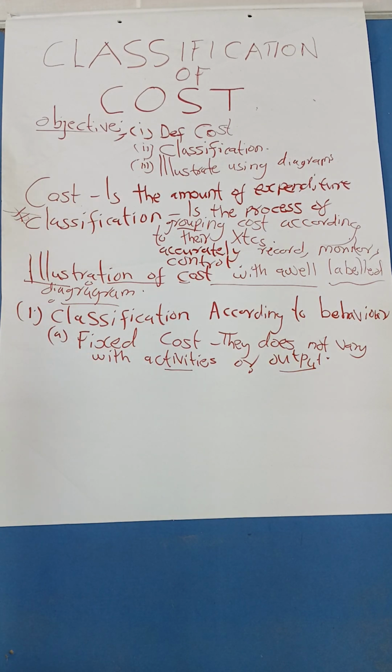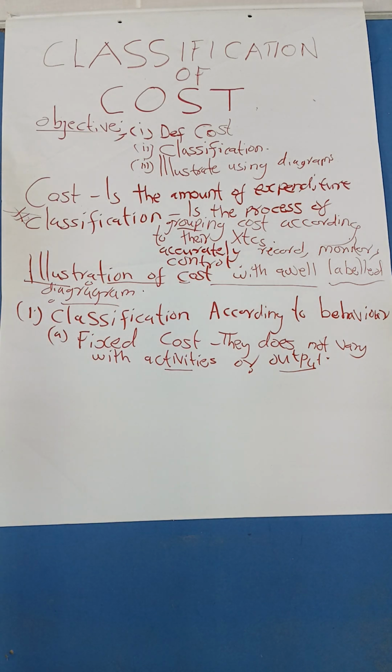The insurance of the building, the same thing. Insuring our car is under a certain period, maybe yearly, premium monthly or yearly, depending on the insurance you have taken. So it is a fixed cost. Good. So that is one classification according to behavior.